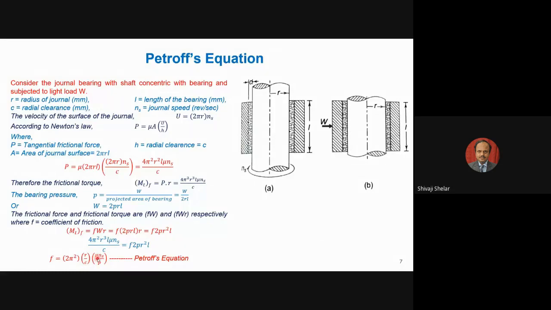Then mu is in Newton second per millimeter square, N is in revolutions per second, and P is in Newton per millimeter square. So Newton per millimeter square will get cancelled out, second and revolutions per second will also get cancelled out. So mu Ns upon P is another dimensionless parameter, which is called the bearing number or bearing parameter. This is a very important parameter while selecting a hydrodynamic bearing. The R by C value is important and the mu Ns by P value is important.